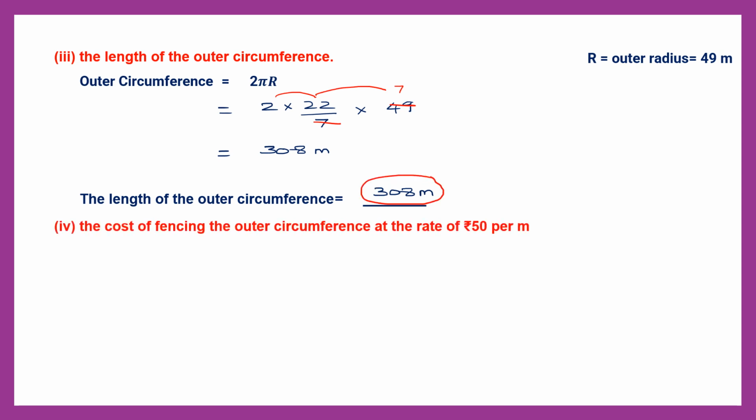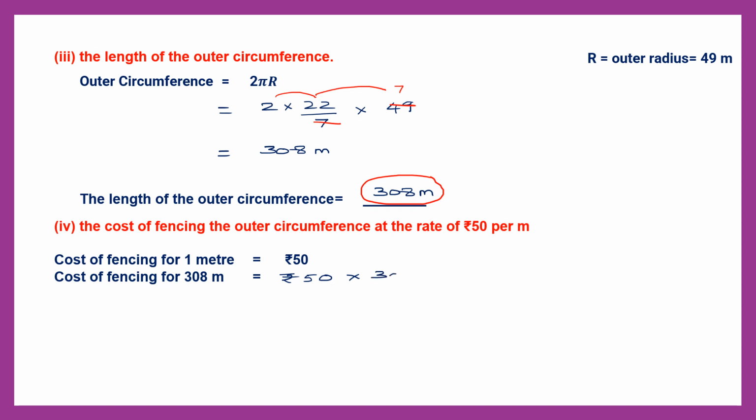Now we have to find the cost of fencing the outer circumference. We have found the outer circumference. Now if we have to fence it, if we have to put a fence on that and the rate is 50 rupees per meter, now how much will we have to pay for 308 meters? So cost of fencing for 1 meter is 50 rupees. Cost of fencing for 308 meters will be 50 rupees for 1 meter into 308 meters. So we need to multiply these two, 50 into 308.